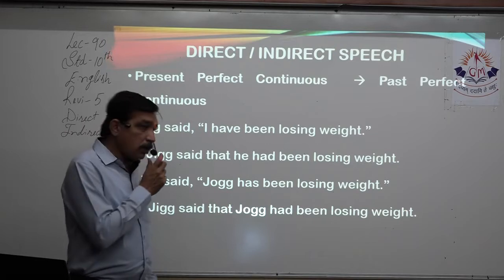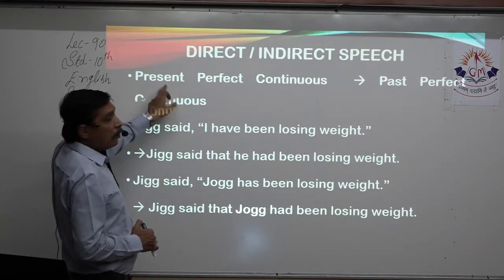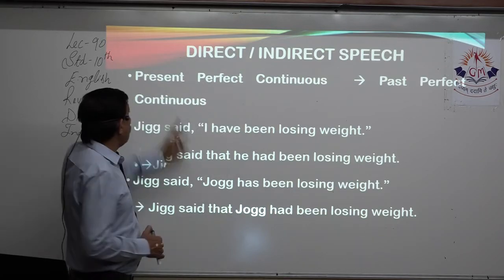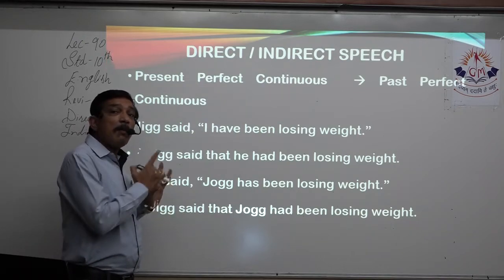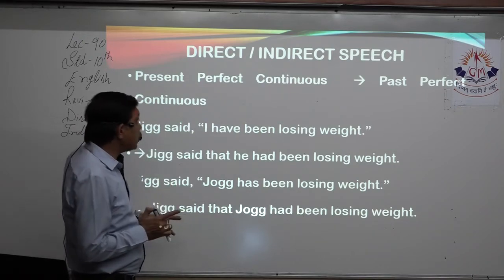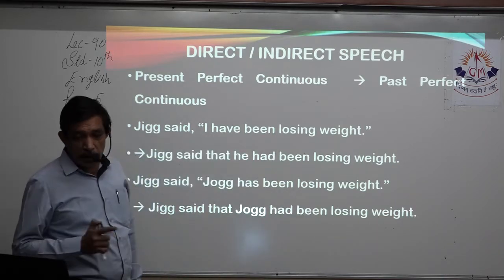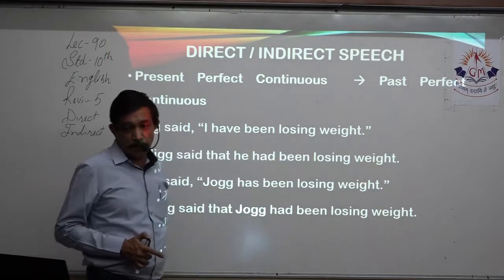Now we have present perfect continuous. Now we know present tense changes to past. Perfect remains the same way, continuous remains the same. Present perfect continuous will become past perfect continuous. Yes, have been will be changing to had been, because present perfect continuous will have been and ing.